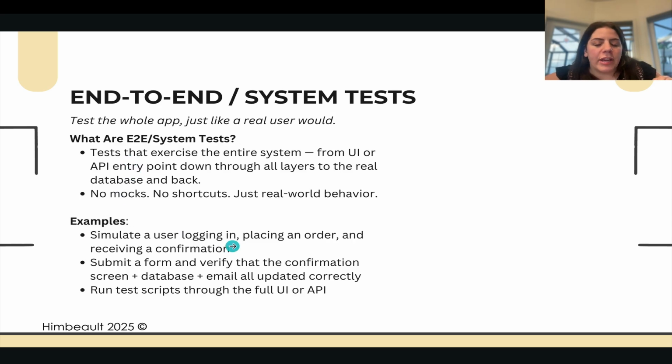Perhaps we simulate a user logging in, placing an order and receiving a confirmation, submitting a form, verifying the confirmation screen, the database, make sure all the pieces are there, or running some test scripts through the full API or the full UI. Now, one very frequent question I get is actually targeting this first point here. If all of your tests start with simulating a user logging in, do we have to test that every single time? The answer is no.